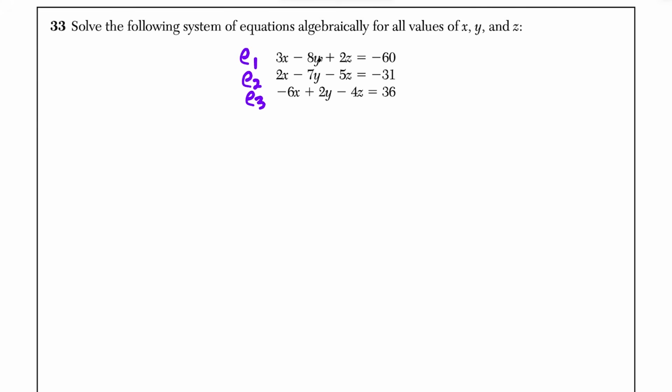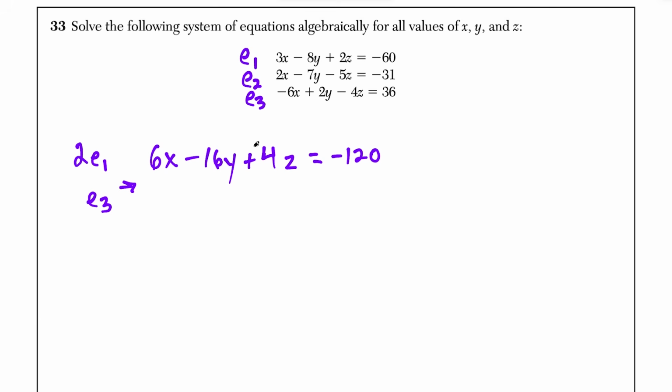So if I have to solve this algebraically, I'm going to use elimination here, and I'm going to look for equations that wipe each other out nicely. So the ones that are jumping out at me are equations 1 and 3. If I multiply equation 1 by 2, this is going to give me 6x, so I'm just doubling everything, and then minus 2 times 8y is 16y, and then 2 times 2z is 4z, and now I could set this equal to 2 times negative 60 is negative 120. So here's 2 times equation 1, and then underneath, I'm going to write equation 3. So equation 3, I have negative 6x, I have plus 2y, and I have minus 4z.